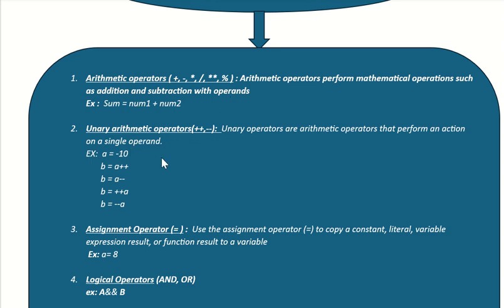So you can see now that everywhere we are using operands. We discussed in the previous video what an operand and an operator are. Here A is the operand, minus 10 is the operand, B is the operand, and plus plus, minus minus are the operators. So unary operators are arithmetic operators that perform an action on a single operand. A is equal to minus 10 is an example of a unary operator.